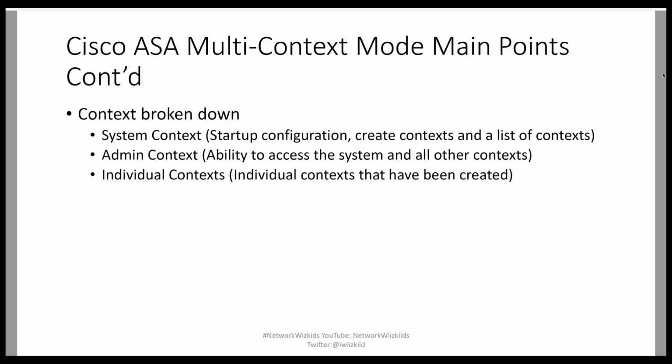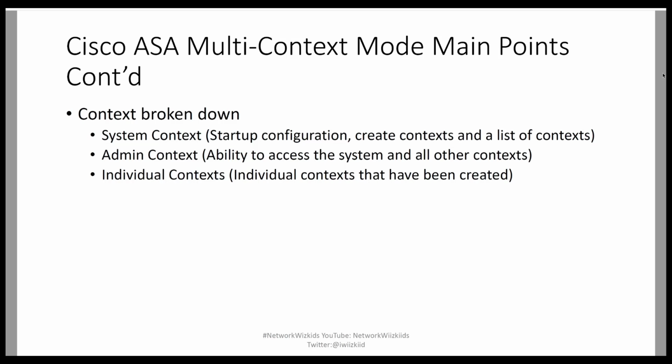When you first start off with a multi-mode or multi-context Cisco ASA, the contexts are broken down as the following. You've got the system context. This is the start. It contains the startup configuration and gives you the ability to create and list all of the contexts that are configured. You have the admin context.